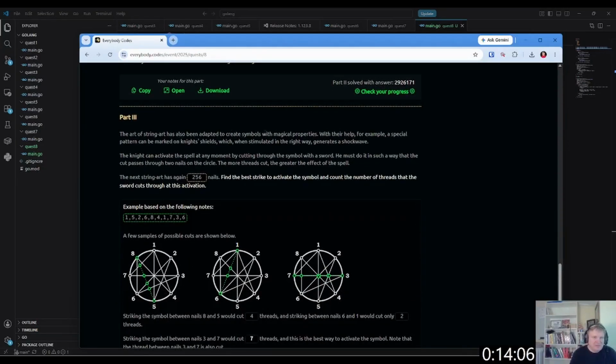The art of string art is adapted to create symbols with magical properties. Shockwave. 2 nails on the circle. The more threads cut, the greater the effect of the spell. Best strike. Example based on the following notes.